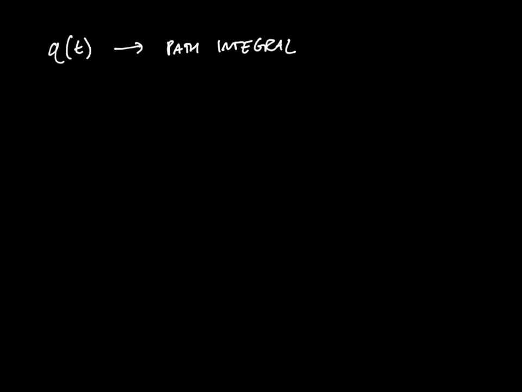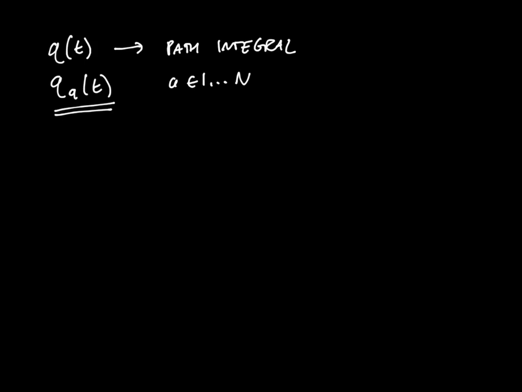Now, it shouldn't be too hard to understand how you could do this for, say, a vector, q sub a of t, where a runs from 1 to n, so q is now an n-component vector. It should be pretty clear how you would do the path integral over this vector quantum mechanical system, right?